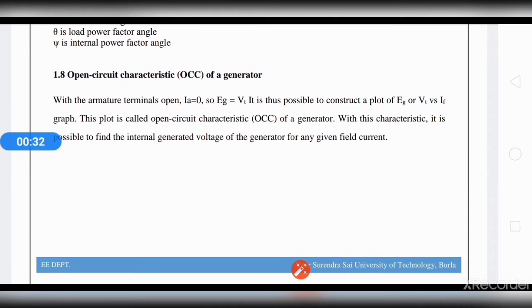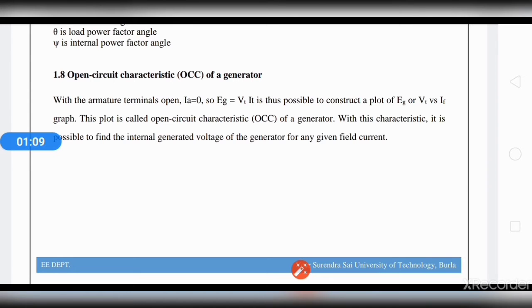With the armature terminals open, Ia open, Eg is equal to Vt, or the generated EMF will equal the terminal voltage, which will give us the open circuit characteristic of the alternator. Basically, open circuit shows that only the field winding is excited and the armature winding is open circuited. If the armature winding is open, then there will be no current in the armature winding and Ia will become 0.